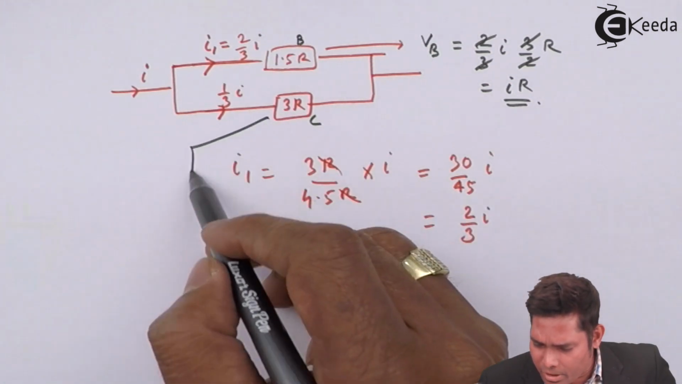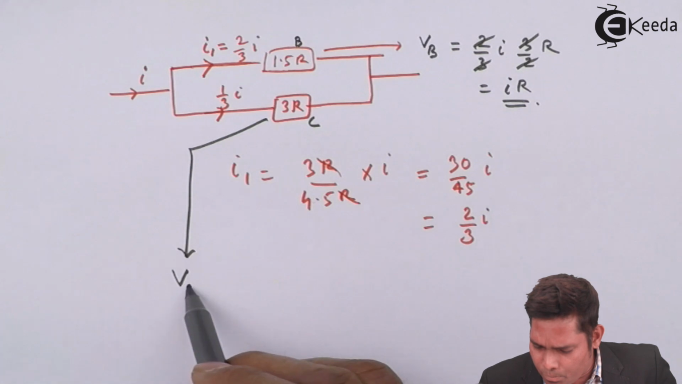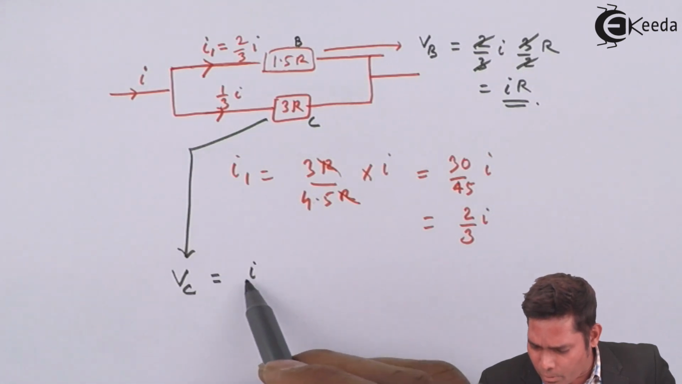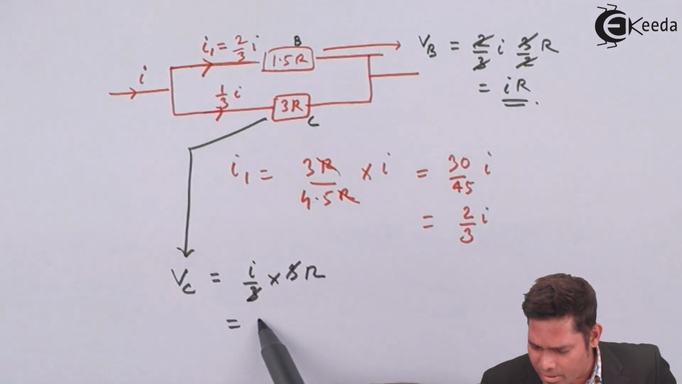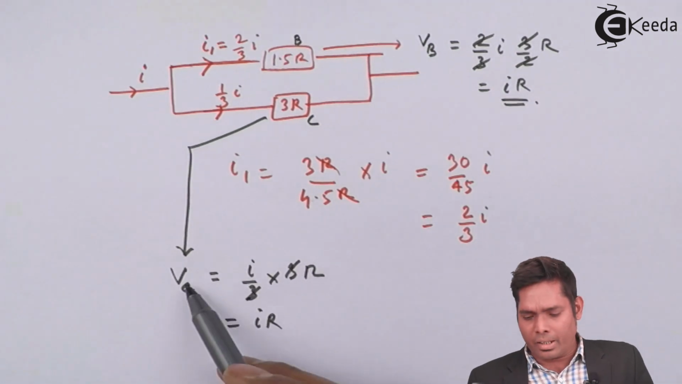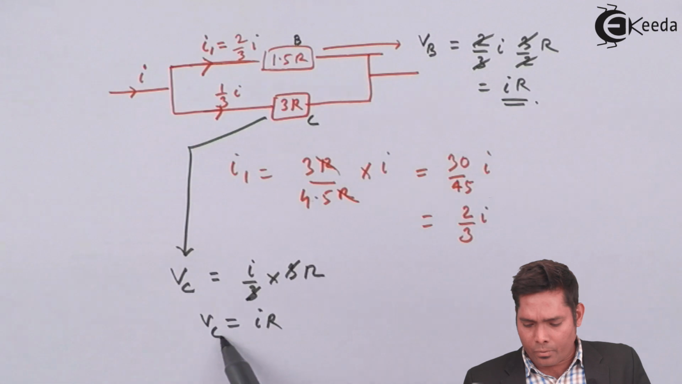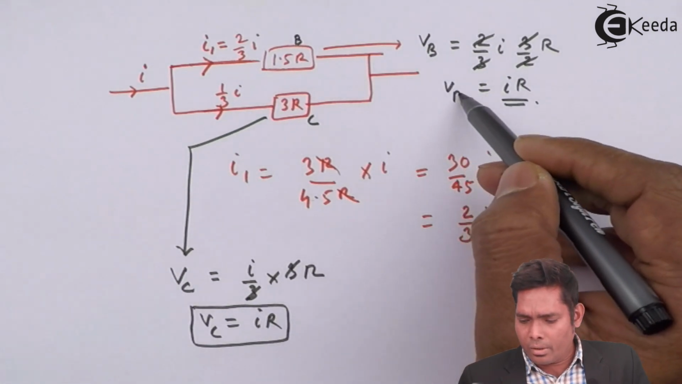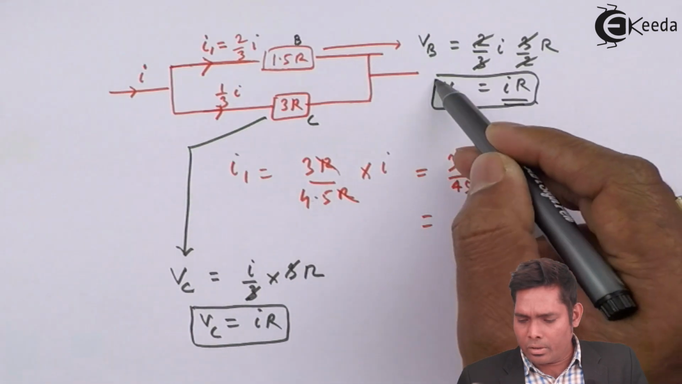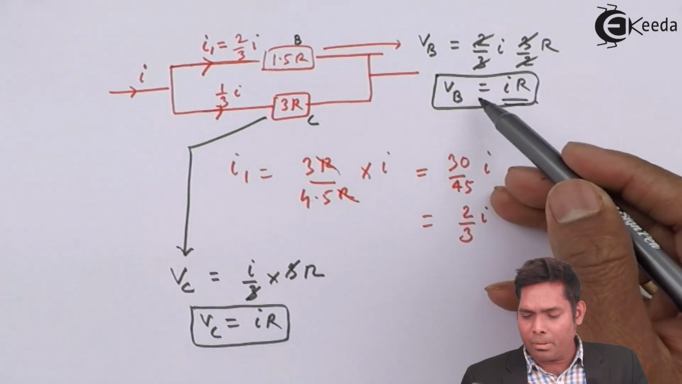And what about this? The voltage drop across this one, that is VC, equals the current, that is I over 3, into the resistance, which is 3R. This will cancel. This is I into R. So again it is IR. Here also IR. So it is clear that VB is VC.